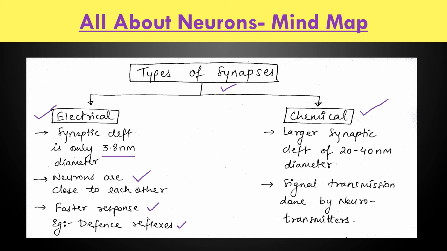The chemical synapse is the second type of synapse, and these are larger in diameter. They are 20 to 40 nanometers in diameter, and hence they require signal transmission to be carried out with the help of neurotransmitters, that are these chemicals which help in the transmission of signal from one neuron to another.